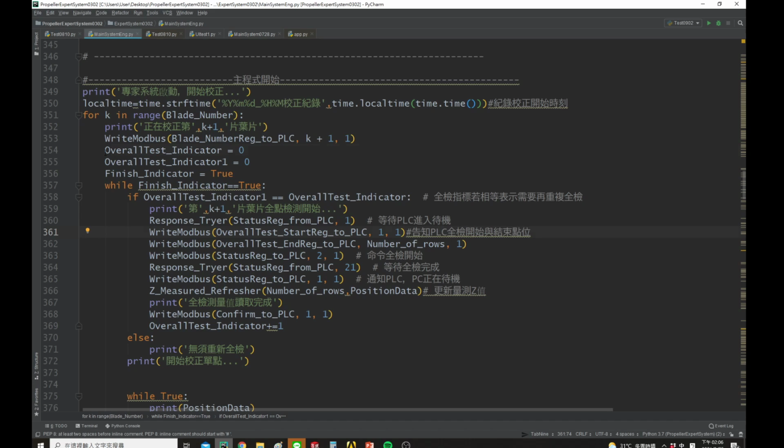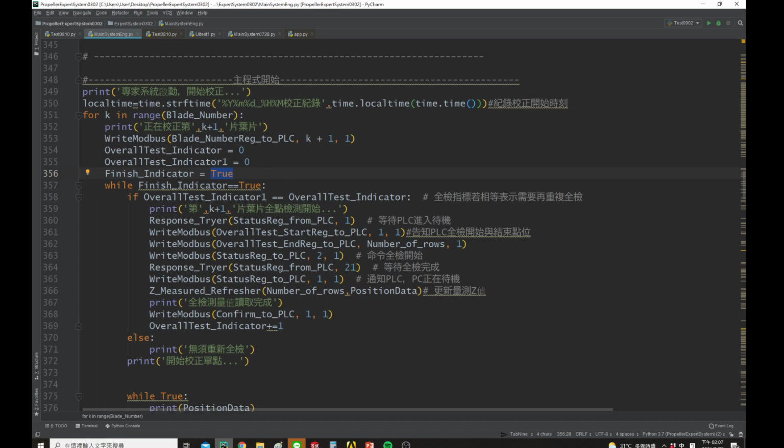So this is for the loop of overall testing, and this indicator is for the whole process of this blade. That means now it's true, right? In this while loop, it will check if this finish indicator is true. If it is true, it will keep working on this blade. If this becomes false, it will move to the next blade.